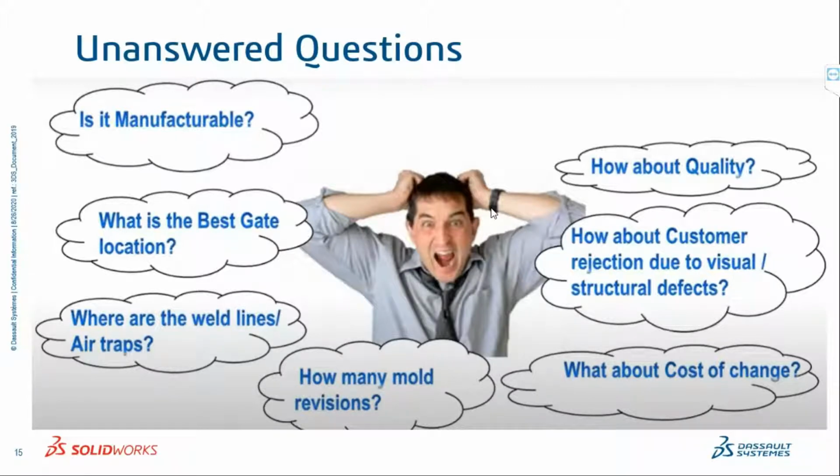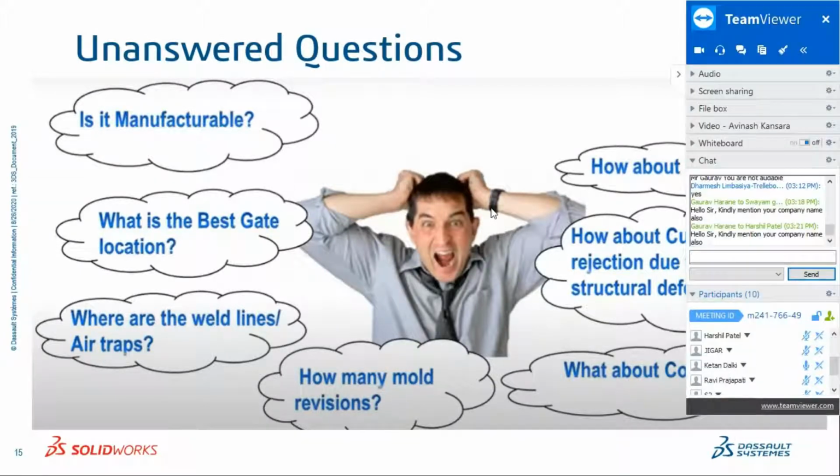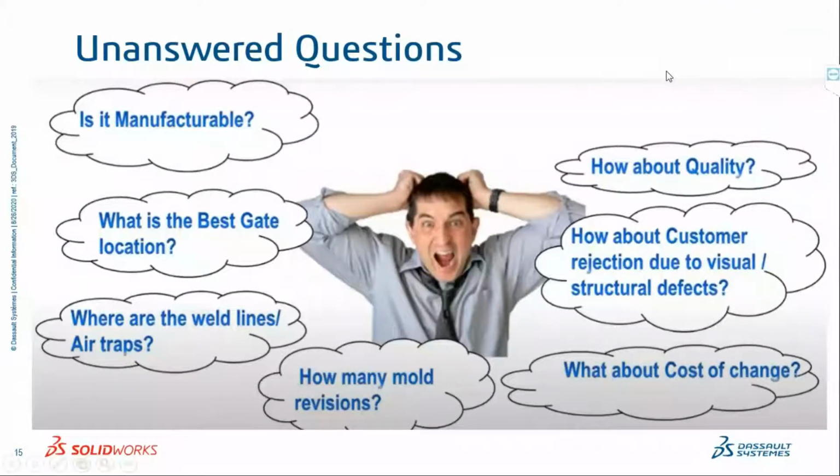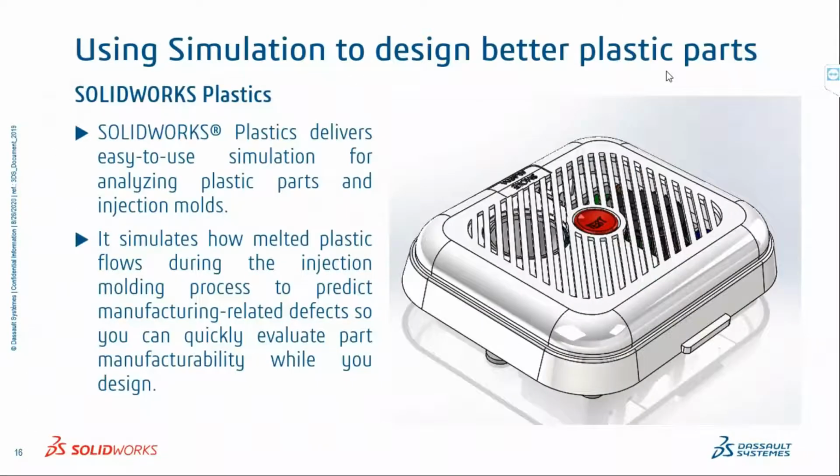We again change a few parameters, then have the second shot, and again check the final product. Likewise, the process goes on till we get the desired plastic part from the injection machine, right? So these are a few of the unanswered questions, like what about the cost of various revisions, what is the rejection rate, etc. How about the quality? Now coming back to my important part, that is using simulations to design better plastic parts.